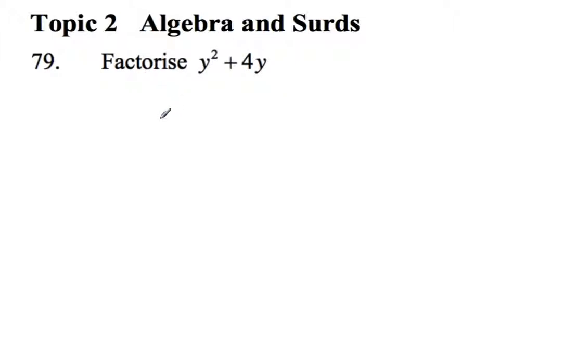Here we have a letter that's common. Y will be out the front. That's the common term to both there. We have to multiply y by y to make y squared, and y by 4 to make 4y.